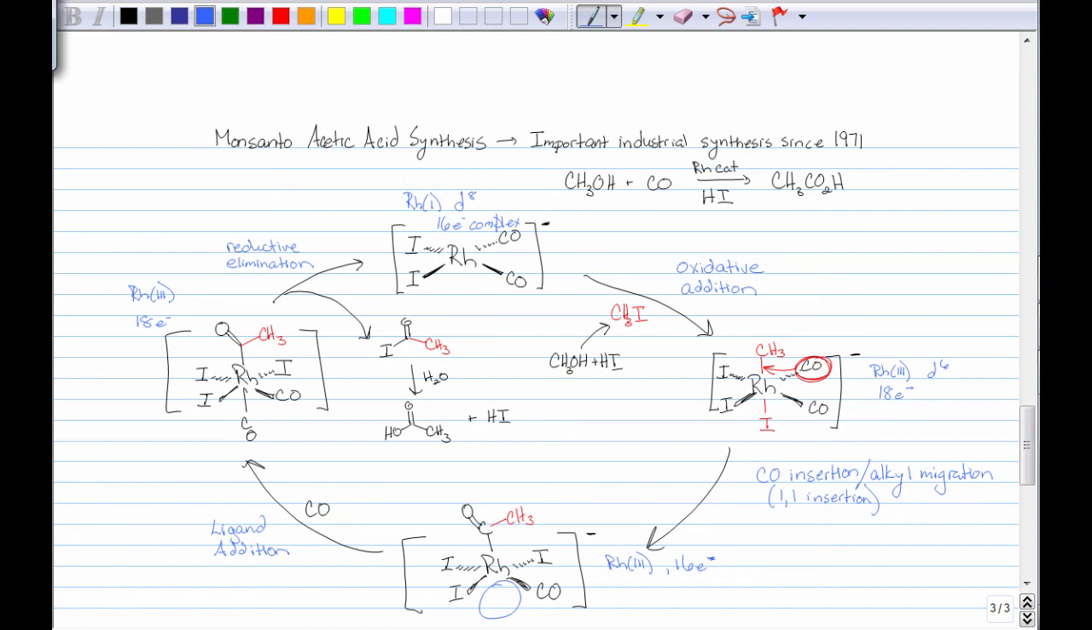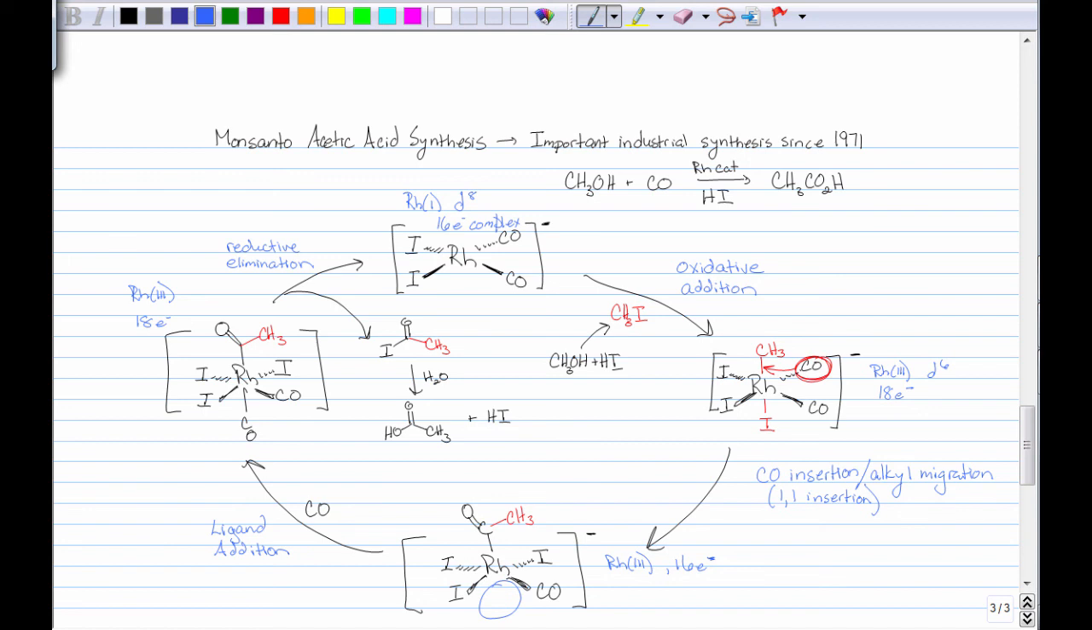Your square planar complexes will typically add a ligand. In this case, it's an oxidative addition. Then the next thing to happen is either going to have to be an elimination or some kind of reduction in the coordination number. So you have to change the coordination number to a lower number in order for the cycle to continue. And this is accomplished through a carbonyl insertion or an alkyl migration here.